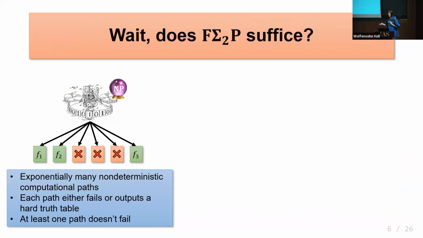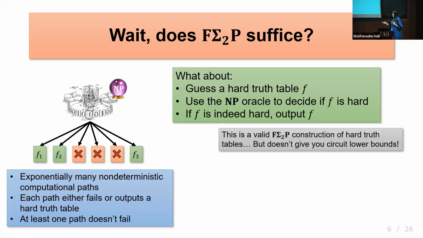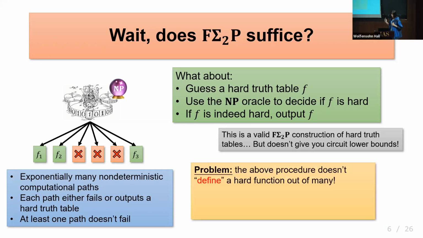However, if you think about this for a while, this is too weak because an FΣ2P construction for hard truth tables trivially exists. You can just guess a hard truth table, use the NP oracle to verify it's indeed a hard truth table, and if so, then output it. So, what's wrong with this? The answer is that this naive construction doesn't define a hard function. On each non-deterministic path, it will output a different hard function.